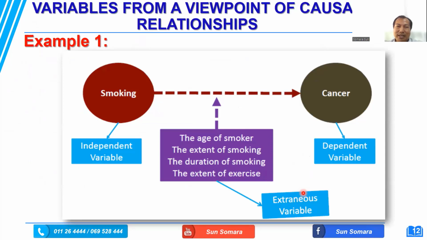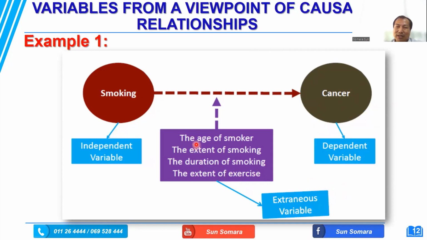So you can see the example. For example, smoking is identified as the independent variable, and cancer is the dependent variable. So cancer can kill people fast, or it can be worse or better. It just depends on the number of cigarettes that the person smokes, for example.